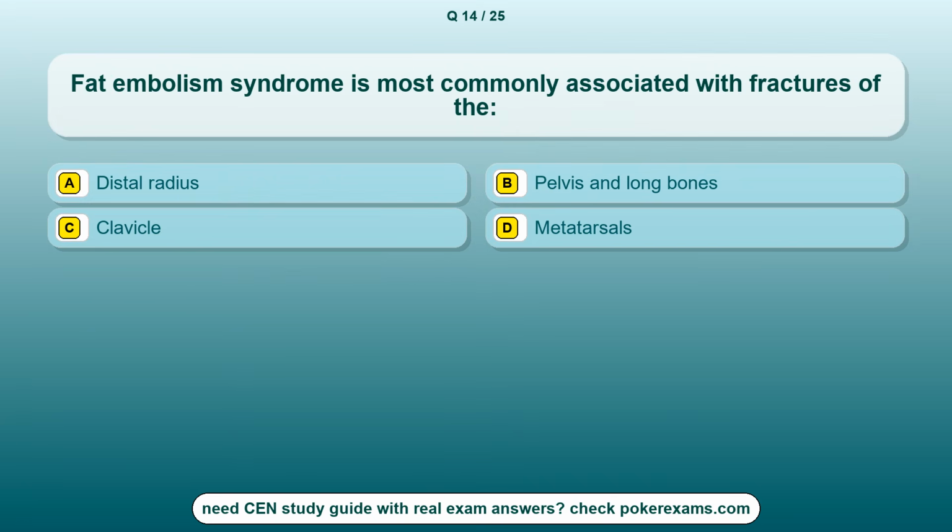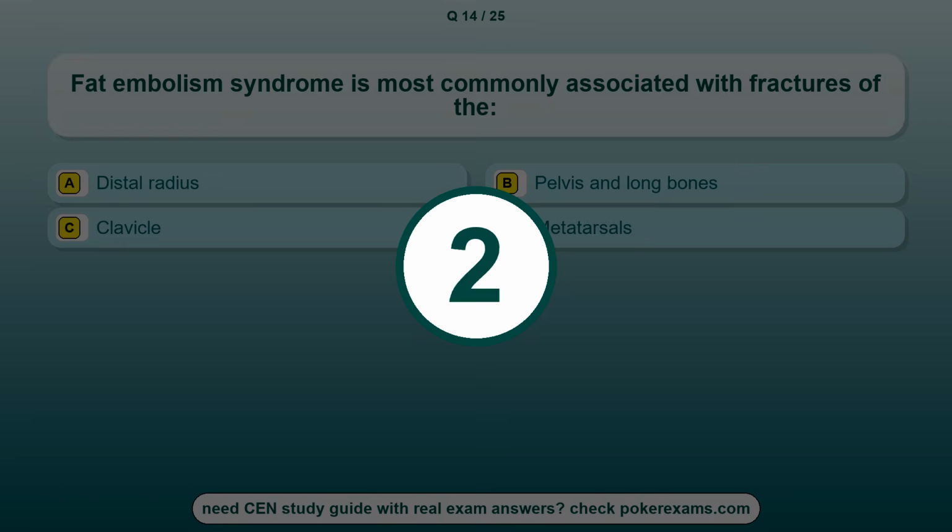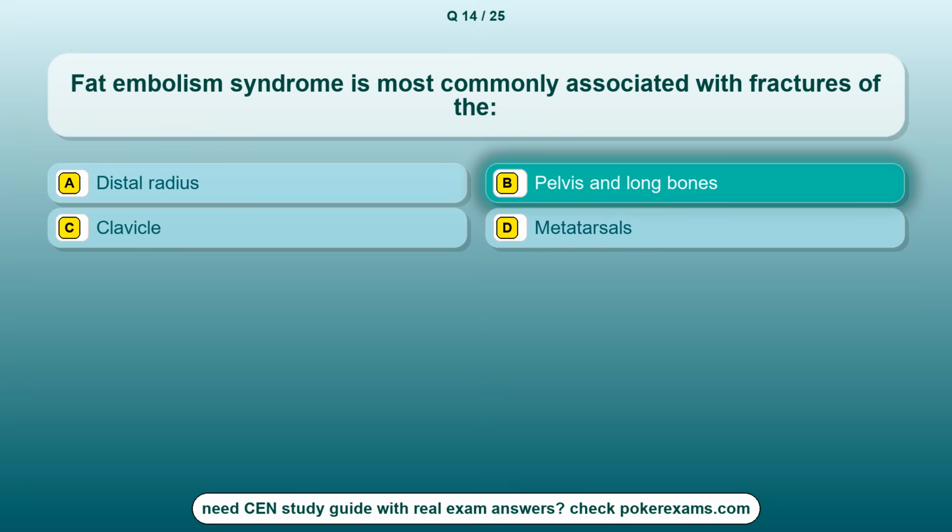Question 14. Fat embolism syndrome is most commonly associated with fractures of the. Option A, distal radius. Option B, pelvis and long bones. Option C, clavicle. Option D, metatarsals. The correct answer is option B, pelvis and long bones.